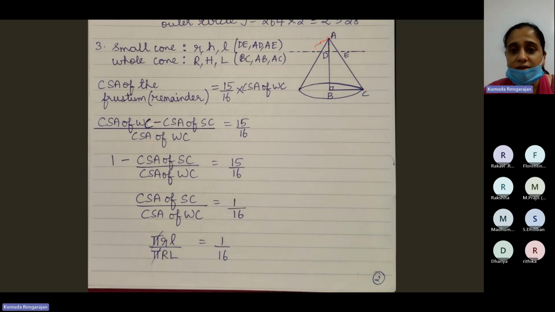This full thing is the curved surface area of the whole cone. From that, if you take away the curved surface area of the small cone, you will be left with the CSA of the frustum. So CSA of the frustum can be written as CSA of the whole cone minus the CSA of the small cone. That is CSA of the big cone minus the CSA of the small cone.